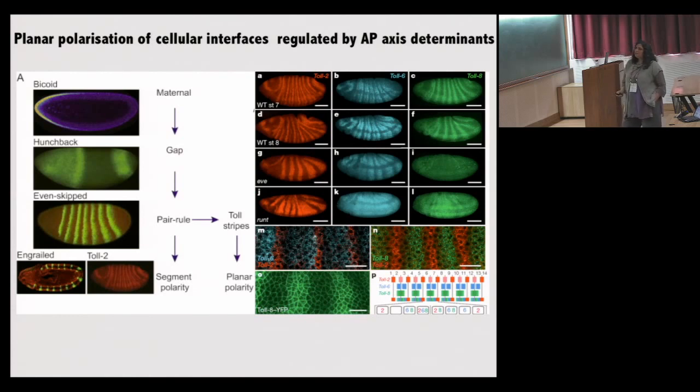And in particular, experimental evidence showed that if you take away these 3 Toll receptors from the embryo, you fail to polarize the interfaces along DV and AP axes. So these proteins are all necessary to achieve the polarization, so the polarization in molecular terms of the interfaces along the AP and DV axes.